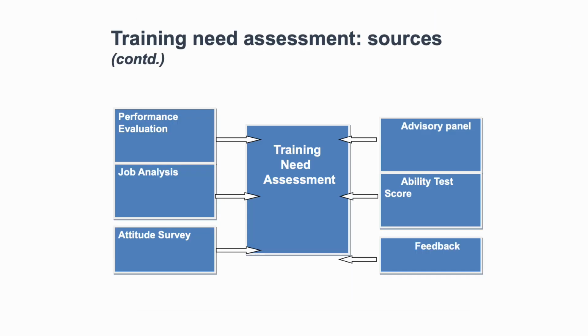Now these are the sources from where you can find the information. How can you find out about the existing situation? How can you find out what you have? Right? You already know what you want, what kind of skills and behaviors are needed.